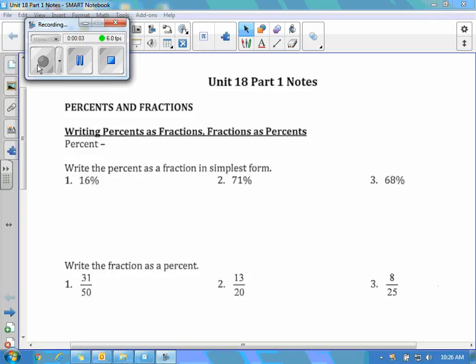733 coming down to the home stretch, only 3 units left in the year. Unit 18 is all about percents. Actually, 18 and 19 are both about percents. So we're going to look at percents and fractions in Unit 18, Part 1.